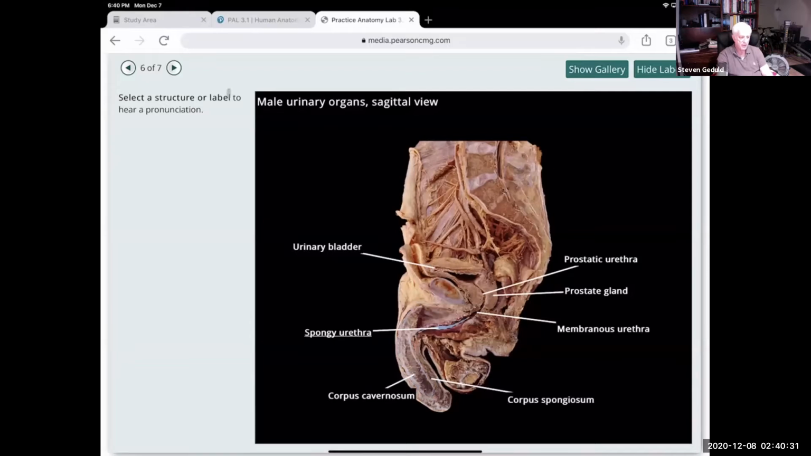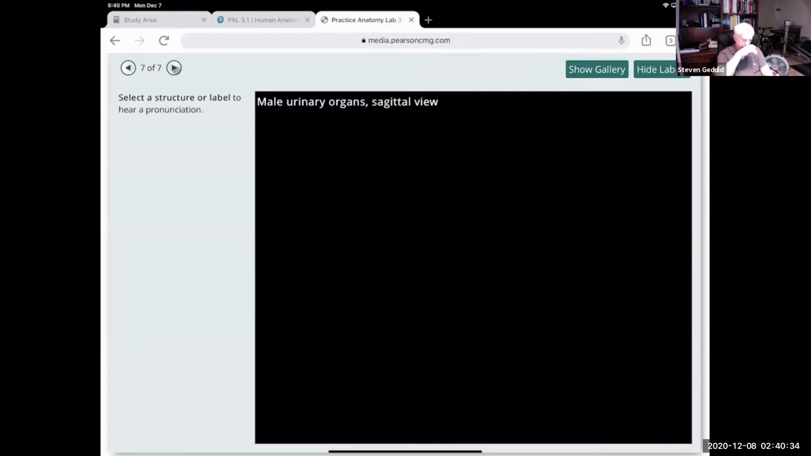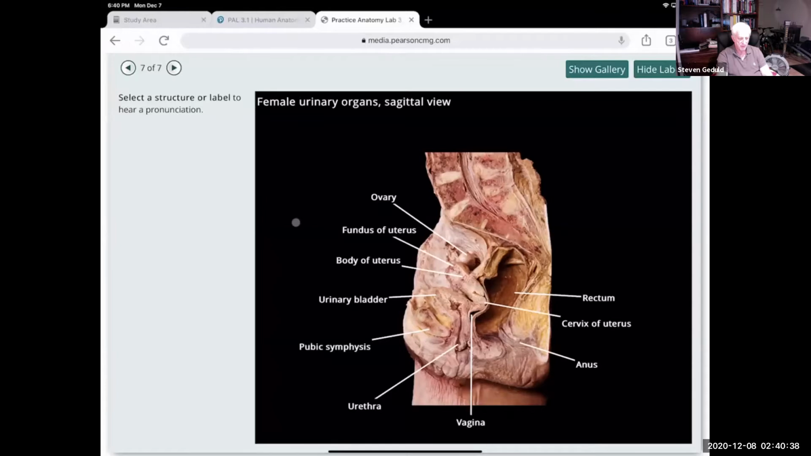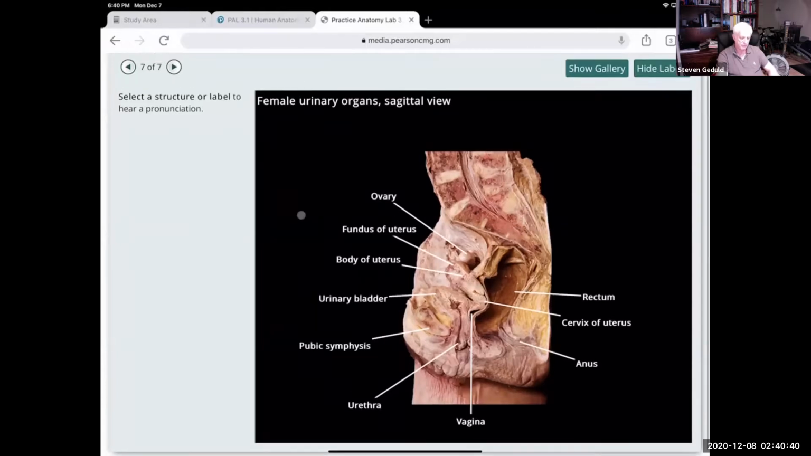Okay, and one last slide on the urinary system. And this is going to be the female urinary system. Okay, you can see the ovary, which sits right there, little nodule right there. You can see the fundus of the uterus. The fundus of the uterus is the top part of the uterus that connects to the round ligament.